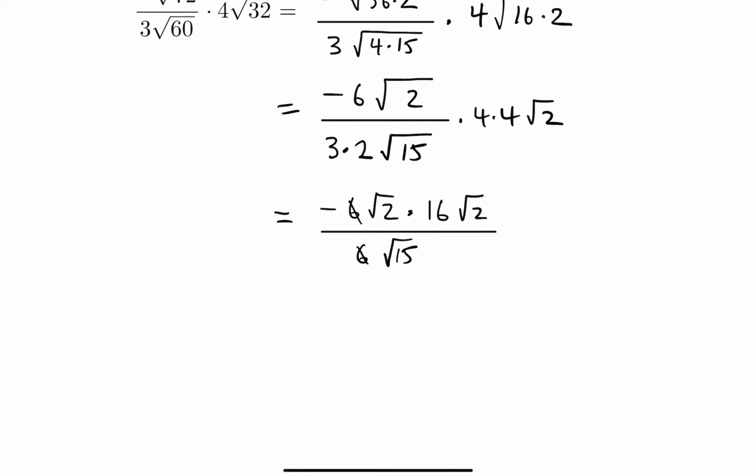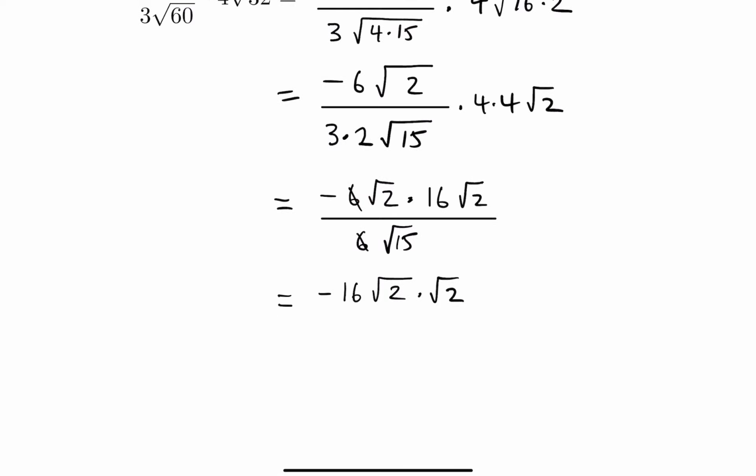So rewriting this, we get negative 16 square root of 2 times square root of 2. I'm just rewriting the order here. We have a negative down here. Then I wrote this next, so that comes over here. And then this square root of 2 comes down here. One of the great things about when everything is being multiplied together is that you can change the order. And then the bottom ends up becoming just square root of 15.